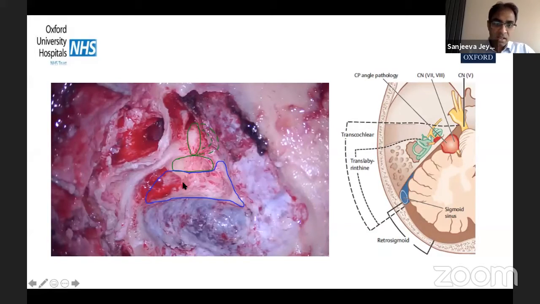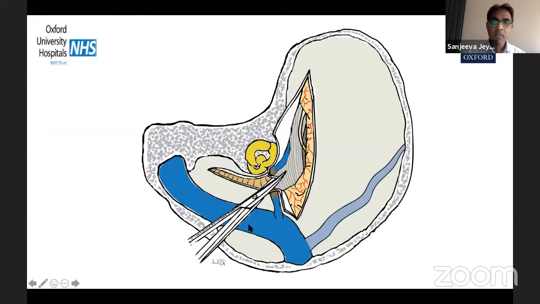Okay, so it's either retrolabyrinthine, translabyrinthine, and can add a transotic, and we normally add an anterior petrosectomy as well. The next step, as I said, is cutting the tentorium.